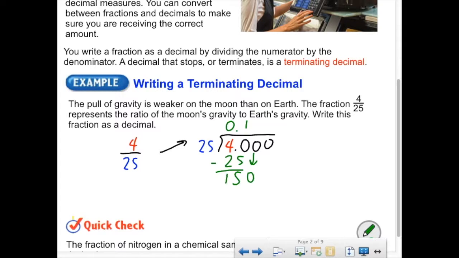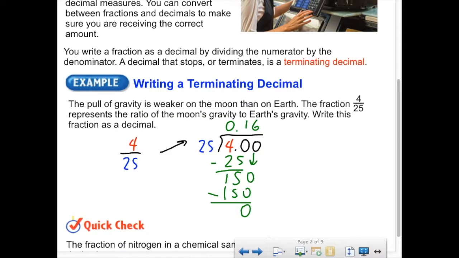How many times will 25 go into 150? 6. Very good. Right? You know how I like to think of that? 25 is like a quarter. That's like $1.50. How many quarters are needed to get $1.50? 6, right? So I got $1.50. And do I have anything left over? No. I'm done. You're done because I don't need those zeros.